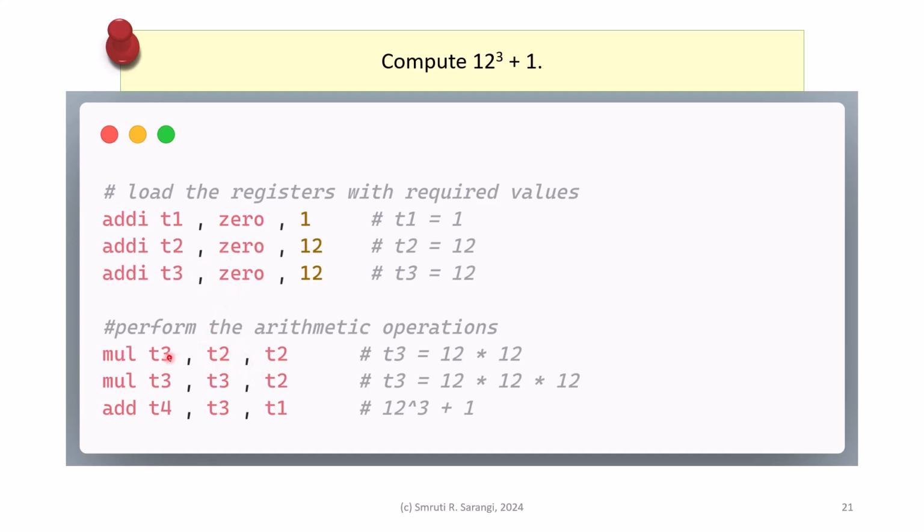But T3 is here T2 square, and then I multiply T3 with T2 again, and then this becomes 12 cube. I add 12 cube with the value stored in T1, which is 1, store it in T4. So T4 becomes the value 12 cube plus 1.